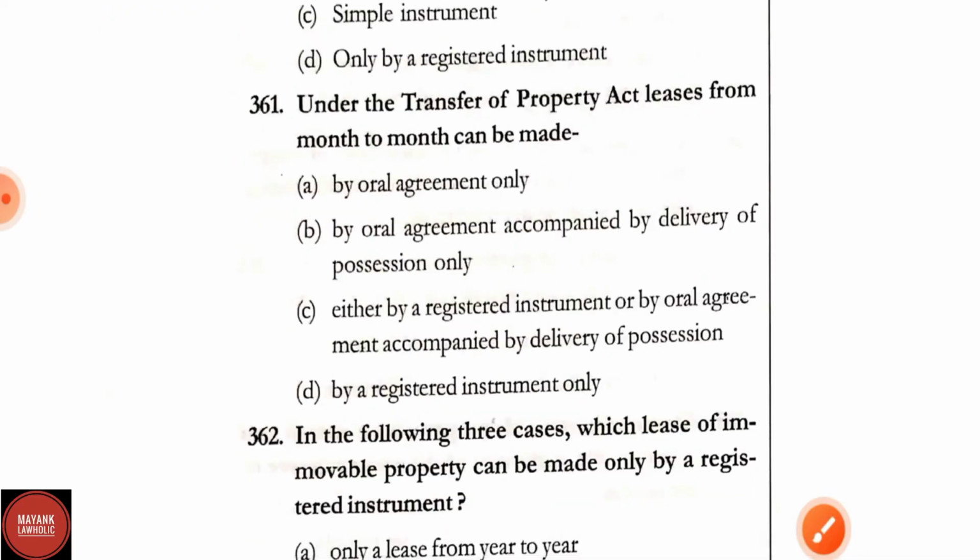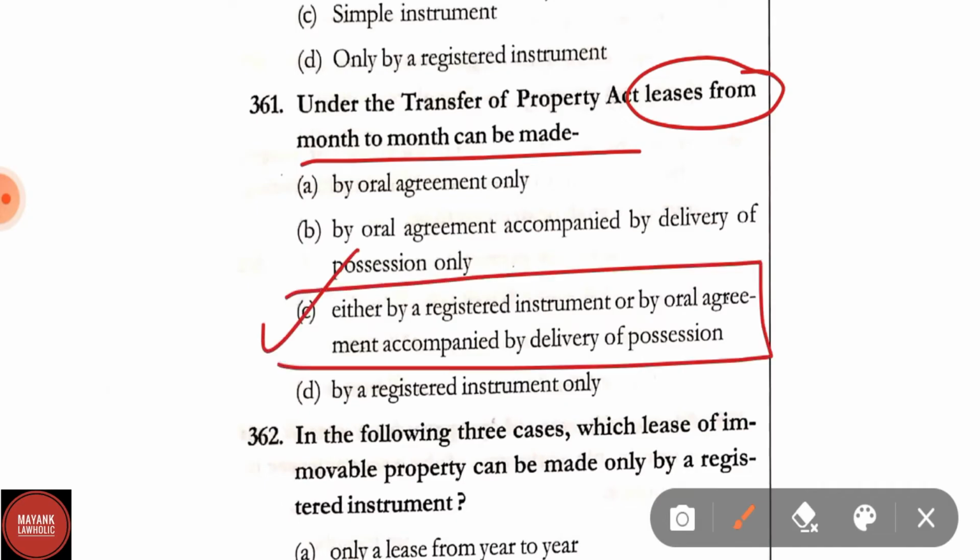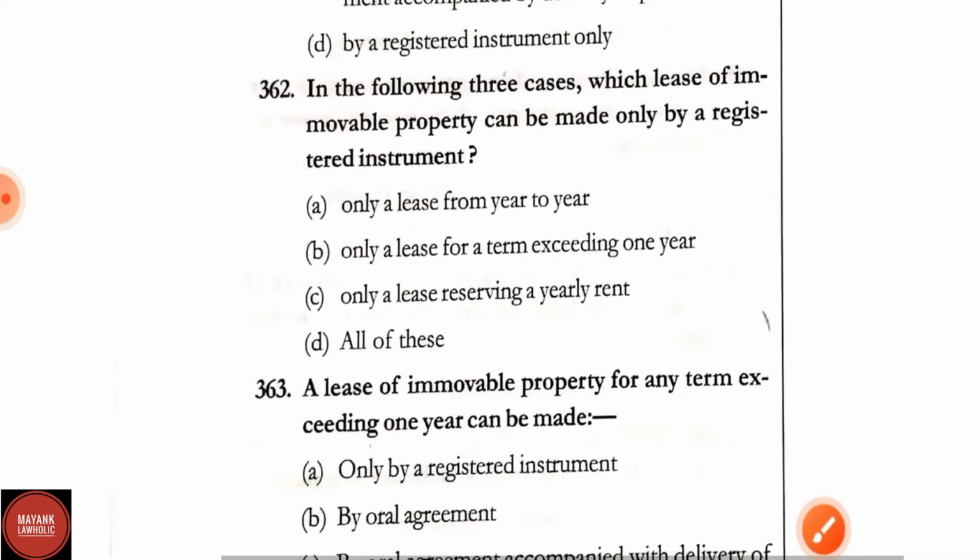Question number 361. Under the Transfer of Property Act, leases from month to month can be made. Option A, by oral agreement; B, by oral agreement accompanied by delivery of possession only; C, either by a registered instrument or by oral agreement accompanied by delivery of possession; option D, by a registered instrument only. Here correct answer is option C, that is either by a registered instrument or by oral agreement accompanied by delivery of possession.